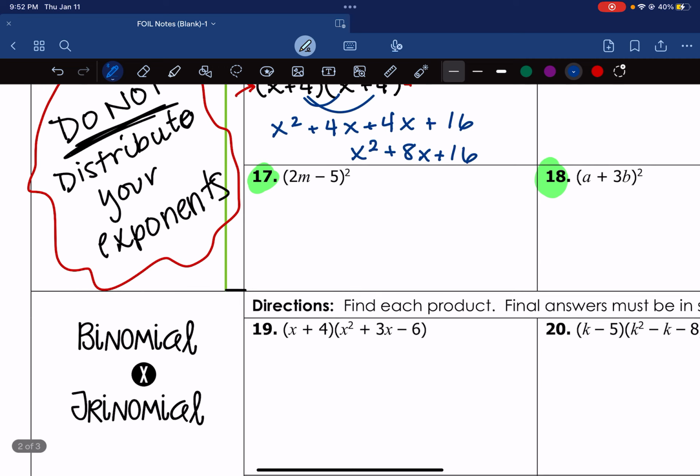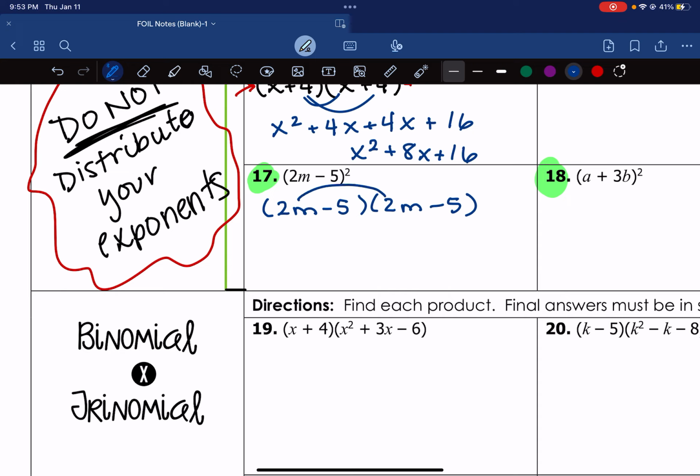So, this should be rewritten as 2m minus 5 times 2m minus 5. And if you're like, Ms. Nielsen, I can do that in my head. I don't care. I want you to write it down. Writing it down is the most important part here, okay?